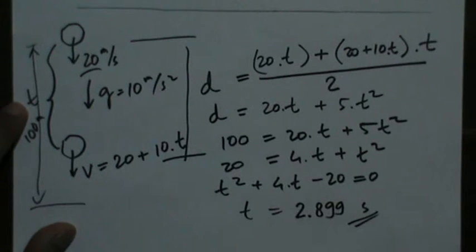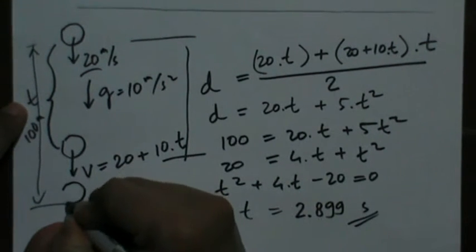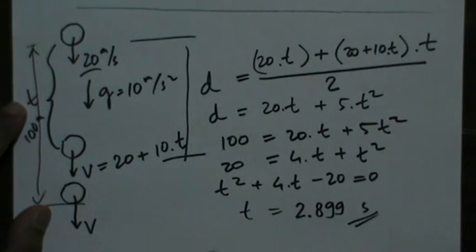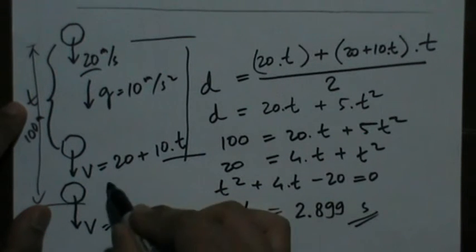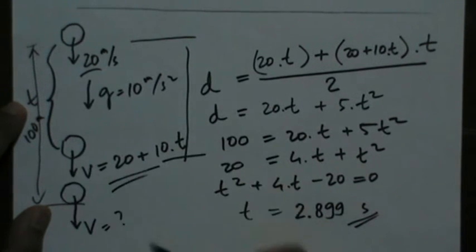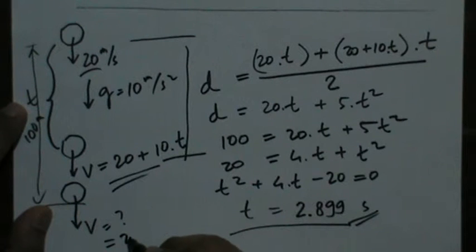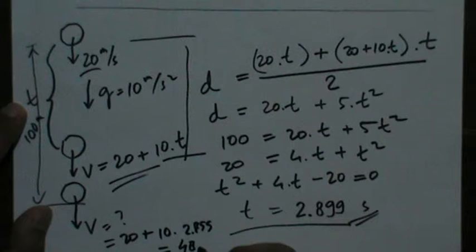Now the last question of this problem, we are asked to find the speed at the ground. And as you know, if the ball has traveled t seconds, or in this case the t is 2.899 seconds, so the speed will be 20 plus 10 times 2.899, or you get around 48.99 meters per second.